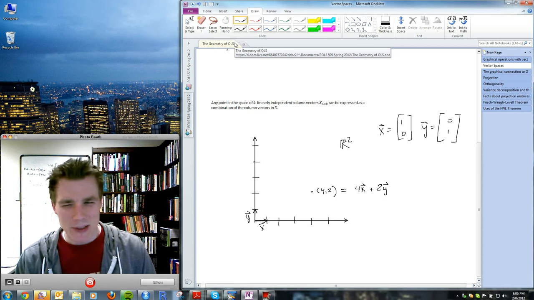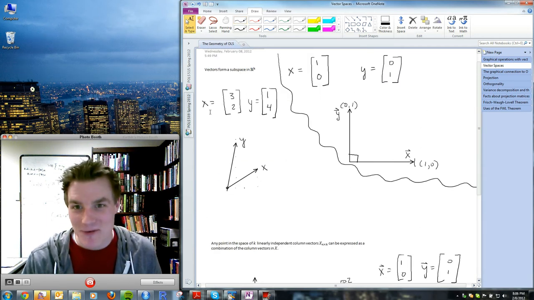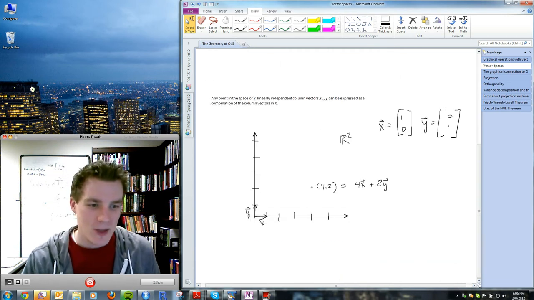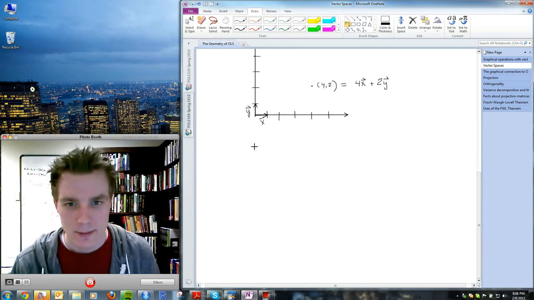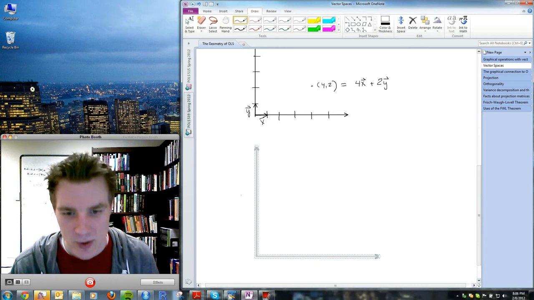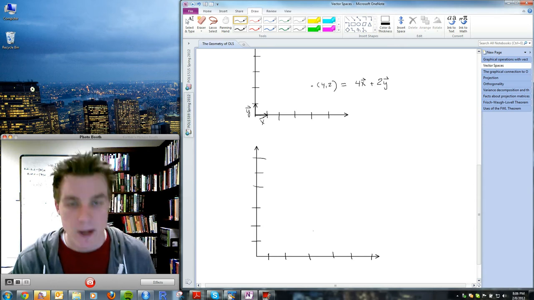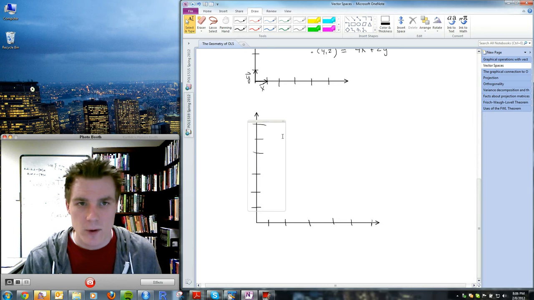Now, what's a little tricky about this is I can also do this for the crazier vectors 3, 2, and 1, 4. So without belaboring this too much, let me take a little graph here. I'm going to draw in 1, 2, 3, 4, 5, 6. 1, 2, 3, 4, 5, 6. Okay, so now let's take those crazier vectors. That's 3, 2, and 1, 4.